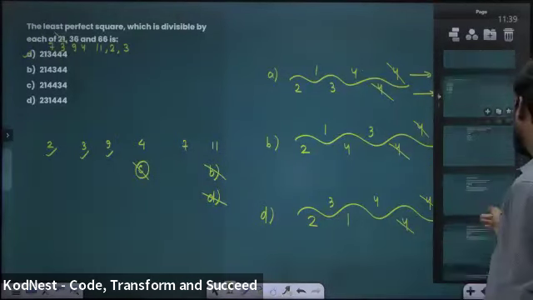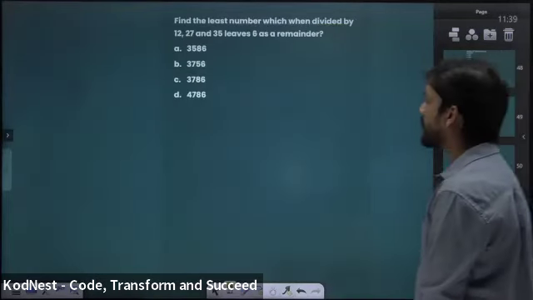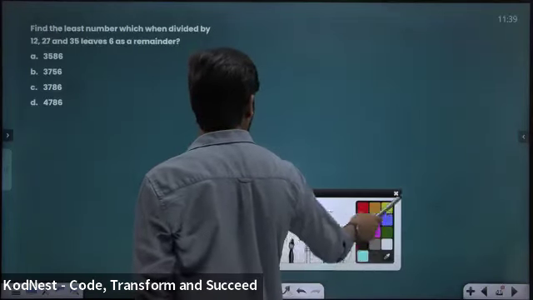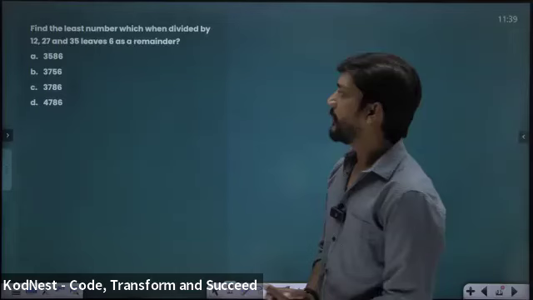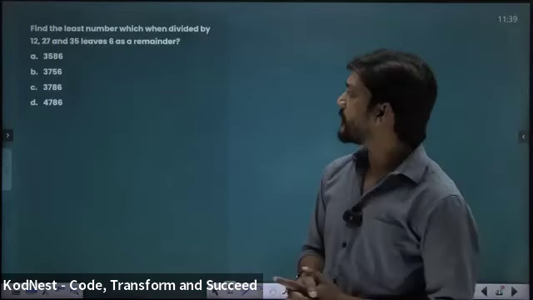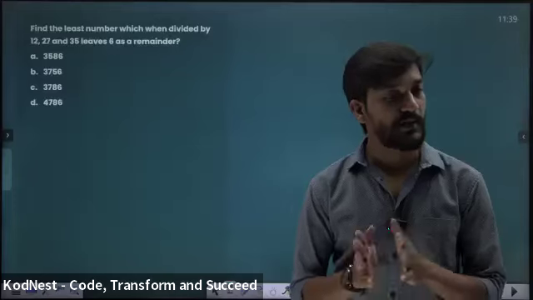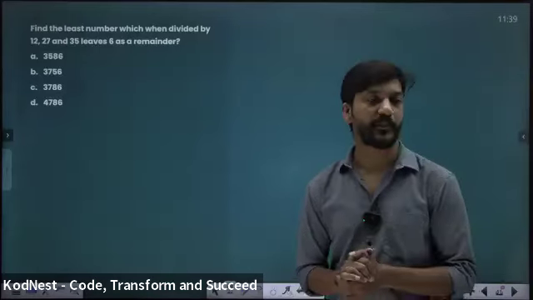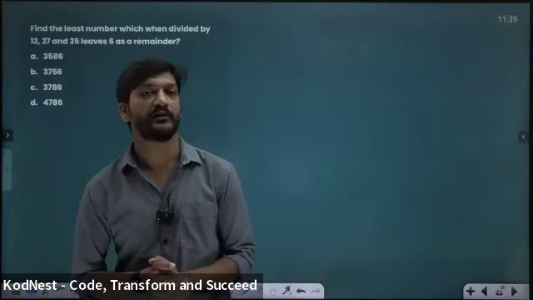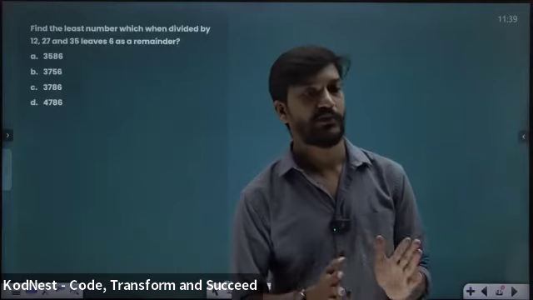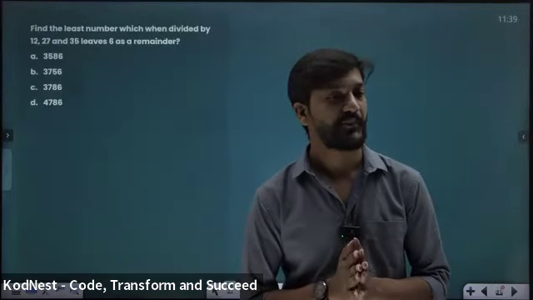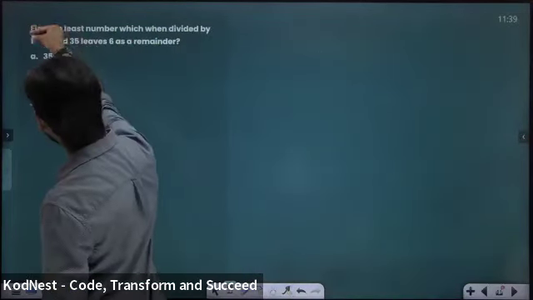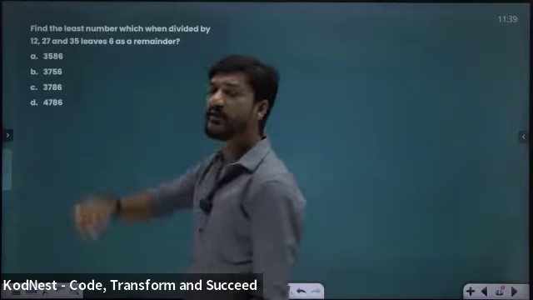Okay, but what if remainders are given? For example, this question. Okay, carefully answer. Do we have to find a number which is divisible by 12 or divisible by 27 or divisible by 35? Do we have to find such a number? Carefully read the question. No. Why no? Because remainder is non-zero. If remainder is non-zero, that means not divisible by 12, not divisible by 27 and 35.